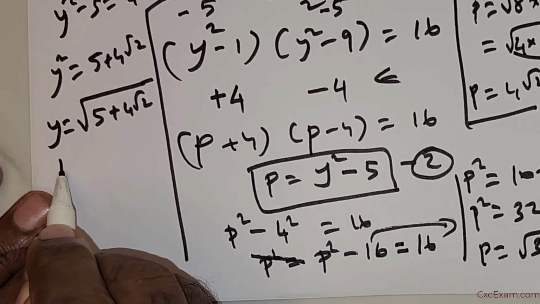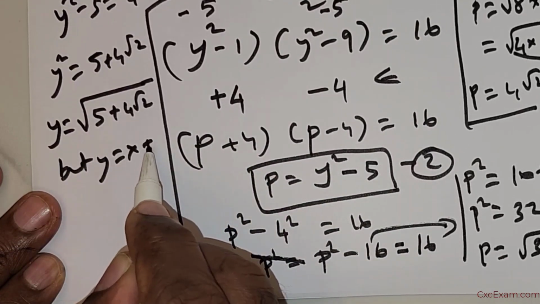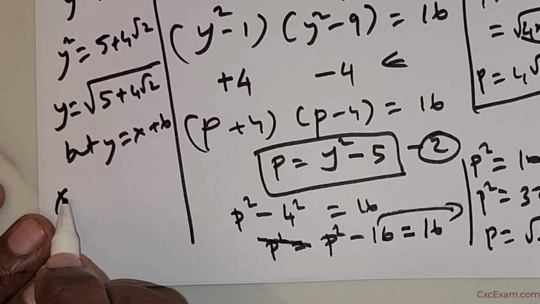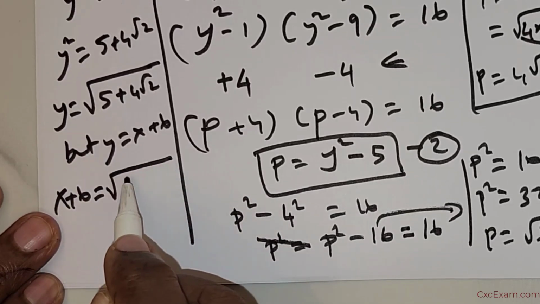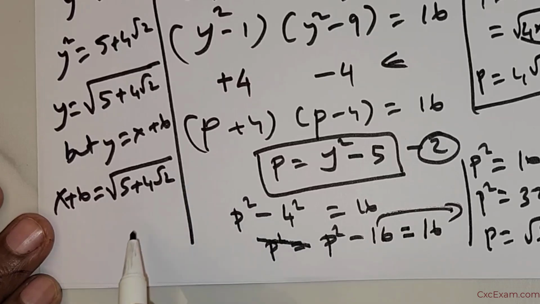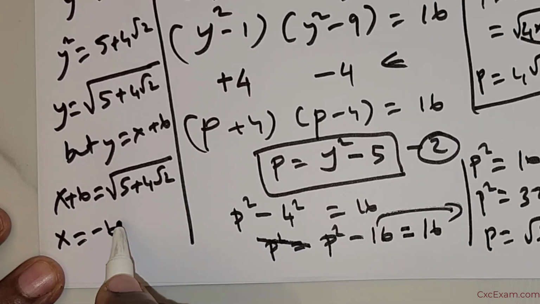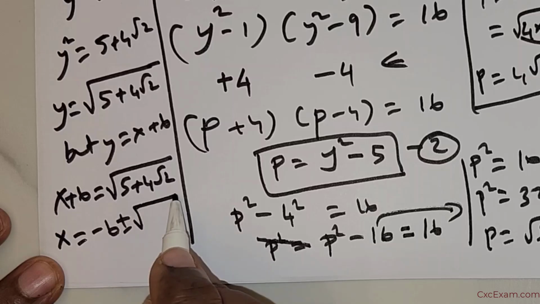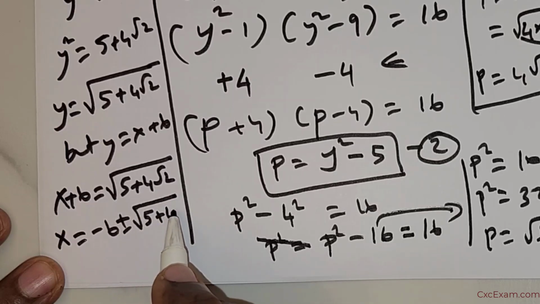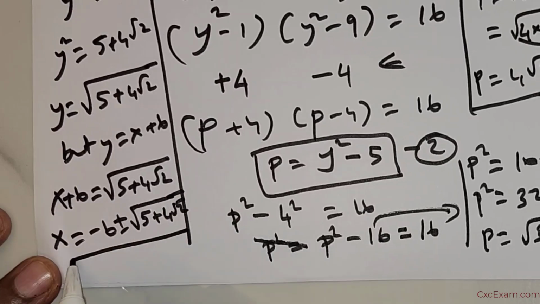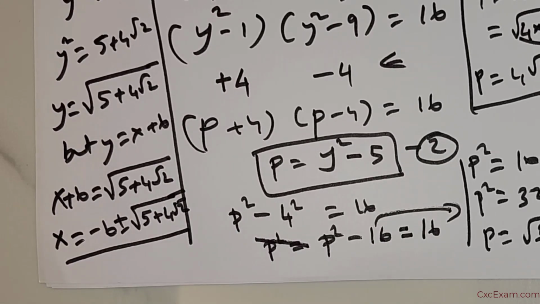But what is my y? y is equal to x positive 6. So substitute that. x positive 6 is equal to root of 5 positive 4 times the root of 2. x is equal to negative 6 plus or minus root of 5 positive 4 times the root of 2. So that will be the value for x.